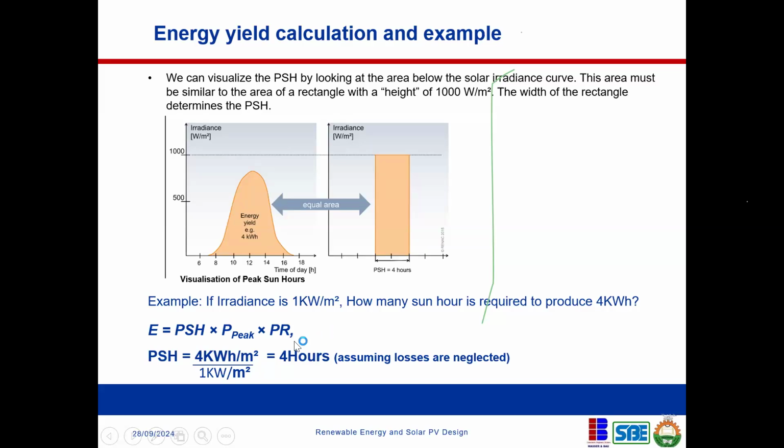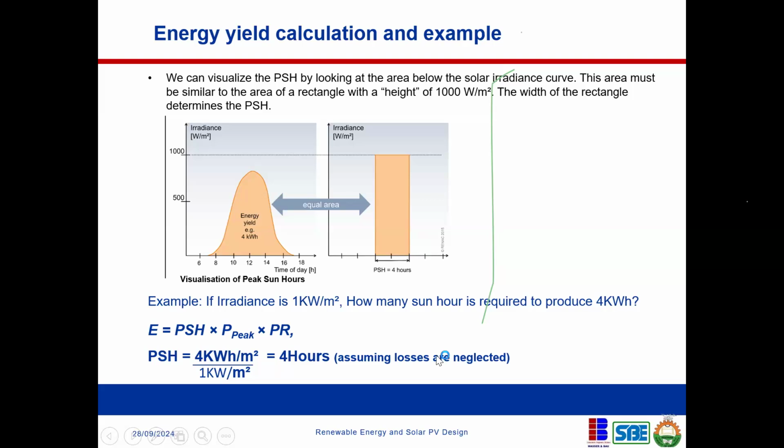I don't know if this is clear. Sorry, can I say something here? Go on, please. It seems the performance ratio assumed there is 1. Am I correct? So in this case, yes, the performance ratio here is assuming that all losses are neglected, as it's stated here. That is the only way you can get this answer. Exactly, so you're very much correct. And it's stated here that in this case, it's assuming that all the losses are neglected.